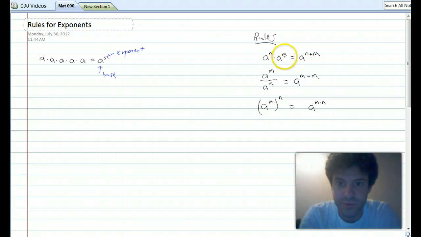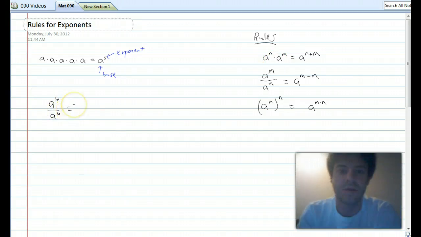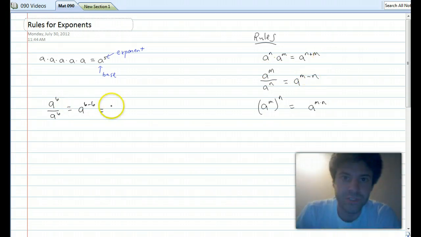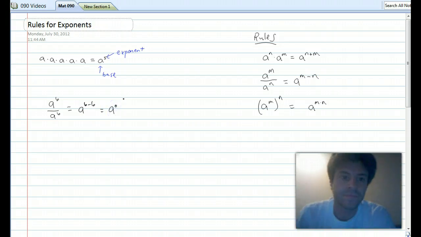We have the product rule, the quotient rule, and the power rule. I want to look at one specific example of this quotient rule. Let's say we have a to the 6th divided by a to the 6th. Well, the quotient rule says that we should end up with a to the 6 minus 6 power, which of course is just a to the 0 power.